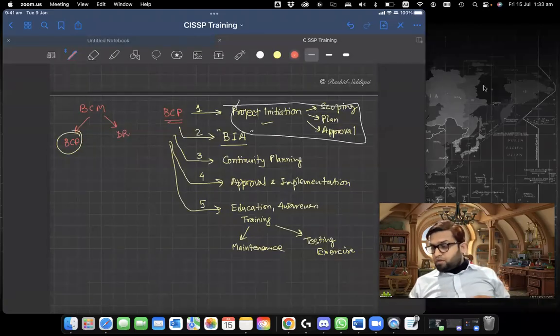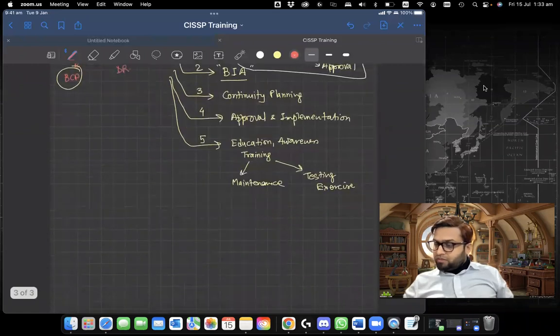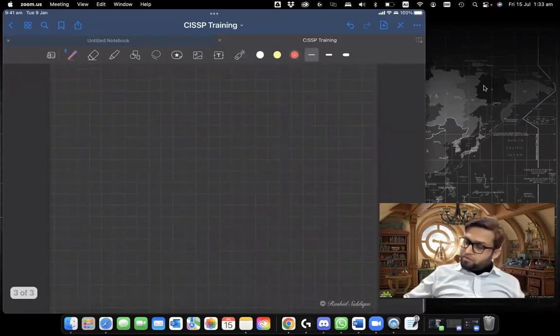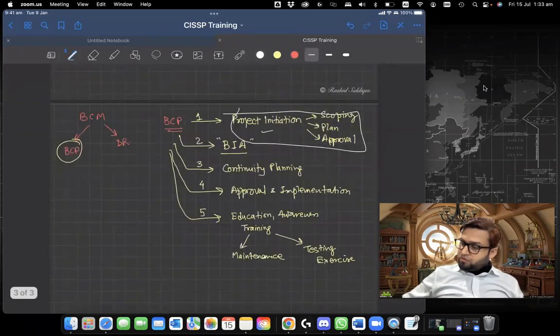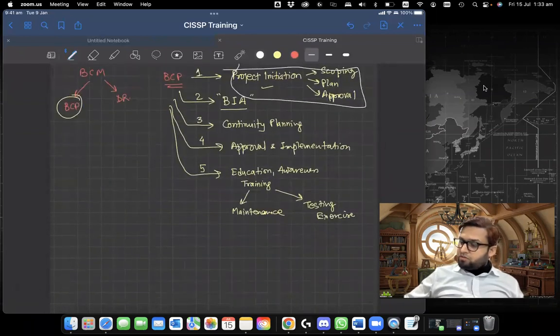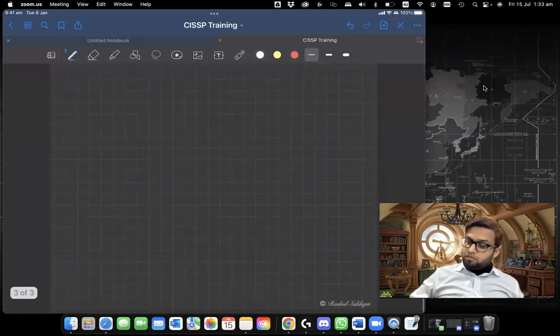Okay, so let's go to details. Let's go one by one. What these 5 steps actually have in themselves. So just recapping, BCP has got these 5 steps, and project initiation is the very first step. So we are going to discuss project initiation and planning.